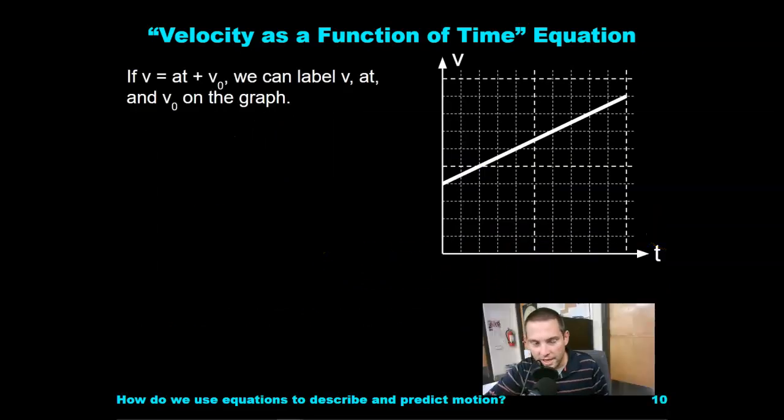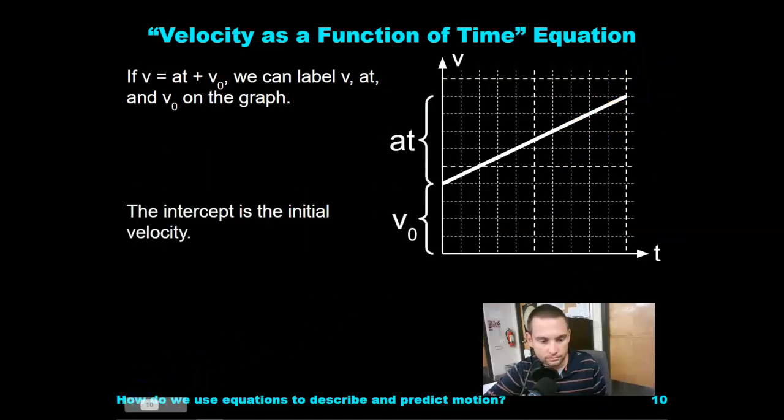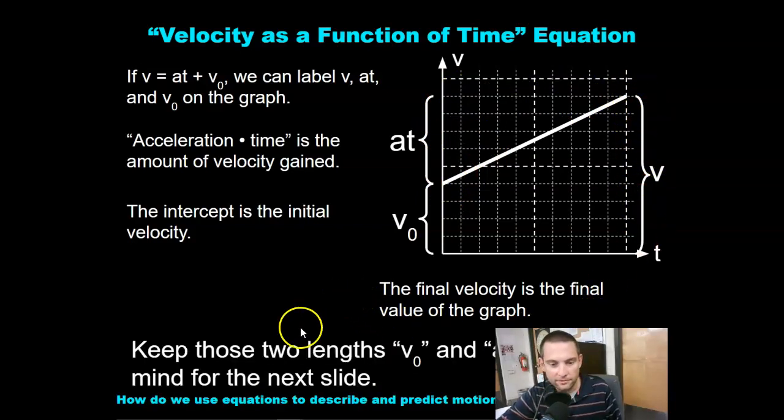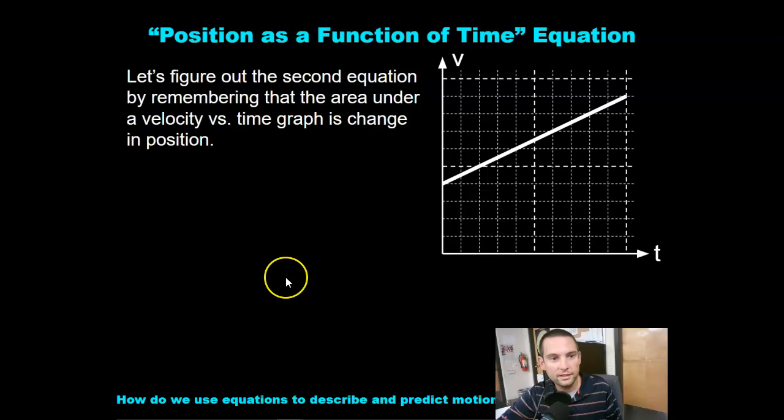If v equals at plus v naught, then we can label v, at, and v naught on the graph. The initial velocity, y-intercept, acceleration times time, the slope for a length of time, and finally the total velocity is everything on that graph. Keep the lengths v naught and a times t in your mind for the next slide.